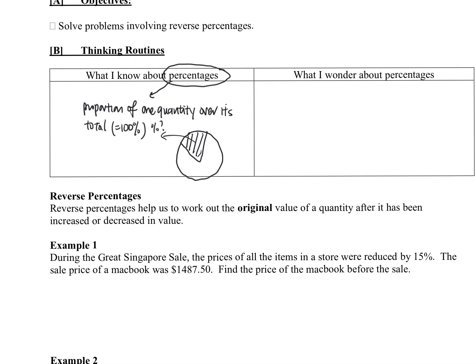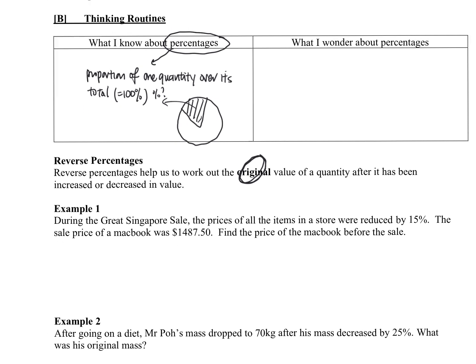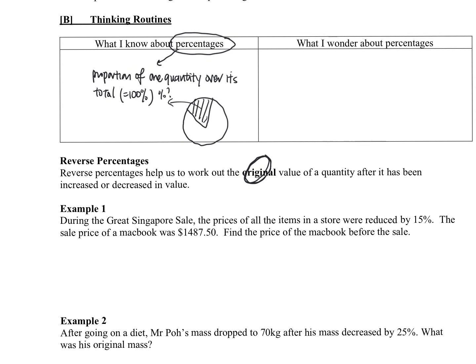Okay, so reverse percentage will help us find the original value. Let's look. They say during the Great Singapore Sale, the price of all the items in the store were reduced by 15%. So it's like a discount. Everything has been discounted by 15%. The sale price of a MacBook is this price. That means now it's selling at this price. Find the price of the MacBook before the sales.